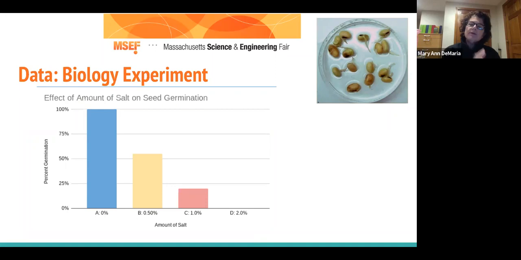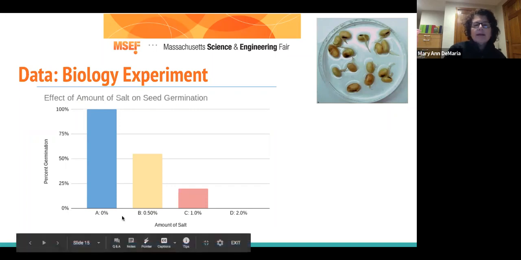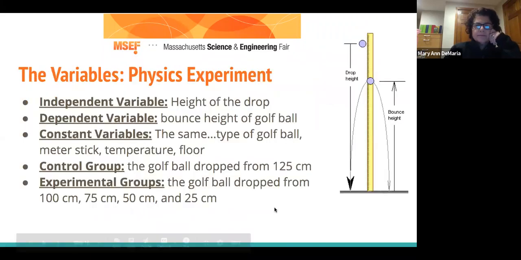So remember, Sister Jean, we were talking last week about how to state hypotheses. This is where I wouldn't have my kids say at 0% salt, I think 100% of seeds would germinate. I would just have them state the trend, okay? And then see if your data and a trend line support the hypothesis.